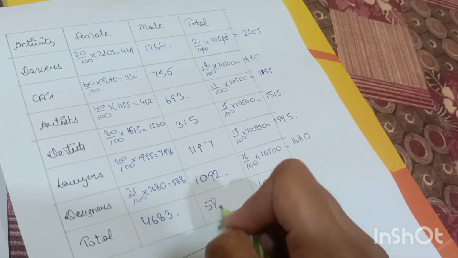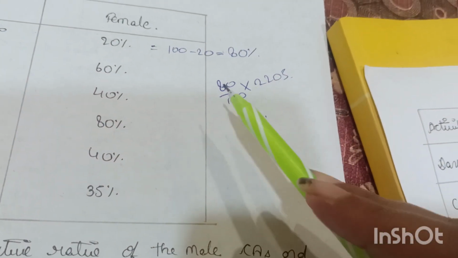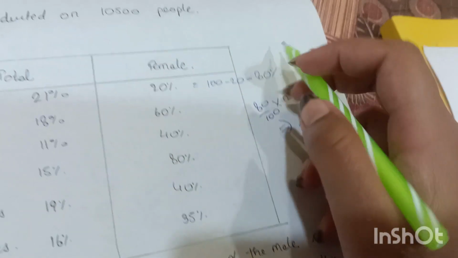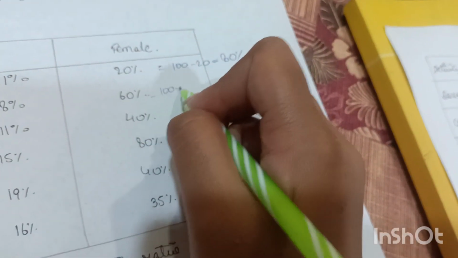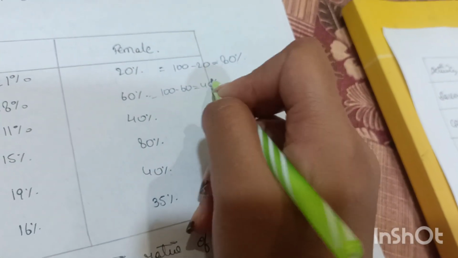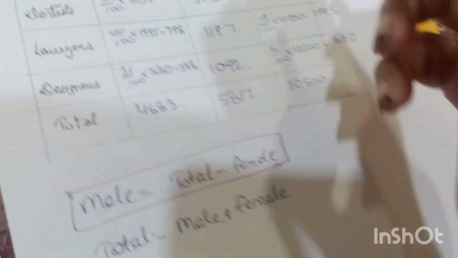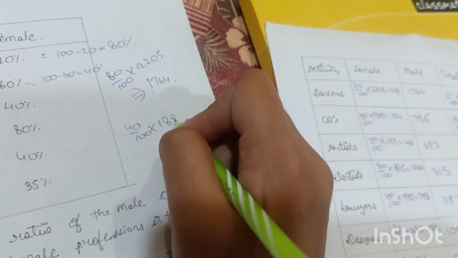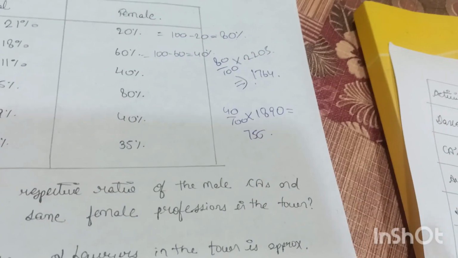then the total will be this. And I will tell you how to solve by this method also. So you can see it's given like this. You can solve it like this. So you will get the value for one more question. So you can do like this: 100 minus 60 is equal to 40%. So for this you can do it like this: 40% into what is the total? It's 1890. So if you solve like this, you will get the value 756.